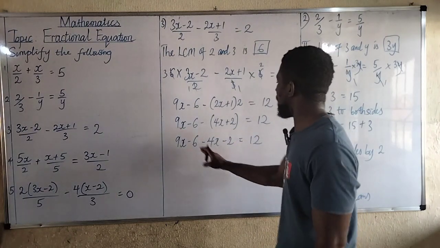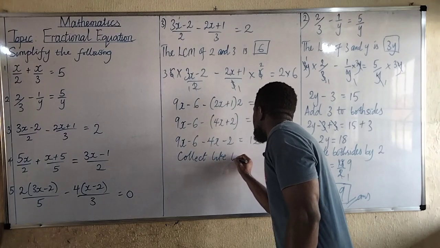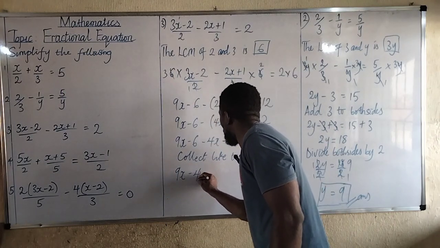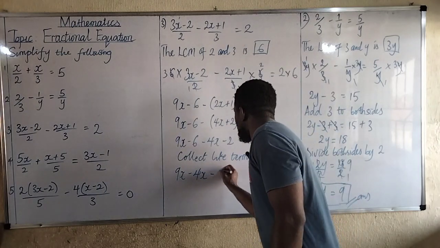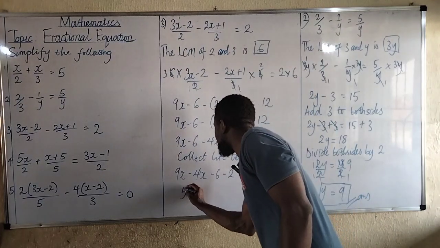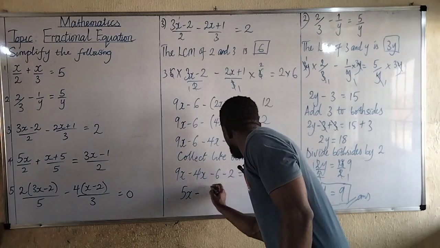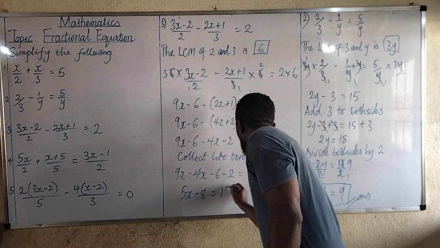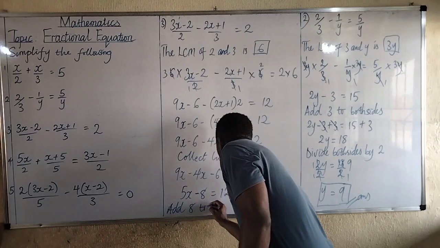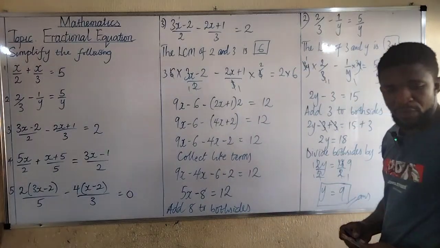Having reached here, I'll collect like terms. When I collect like terms, I will have 9x - 4x - 6 - 2 = 12. 9x minus 4x gives me 5x. Minus 6 minus 2 gives me minus 8, equal to 12. Add 8 to both sides.